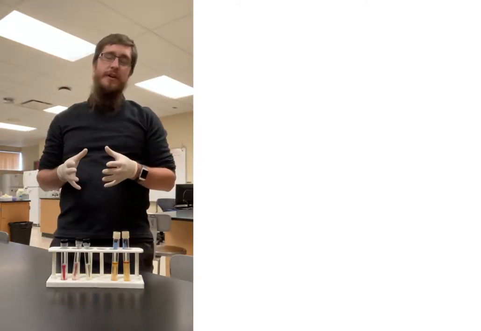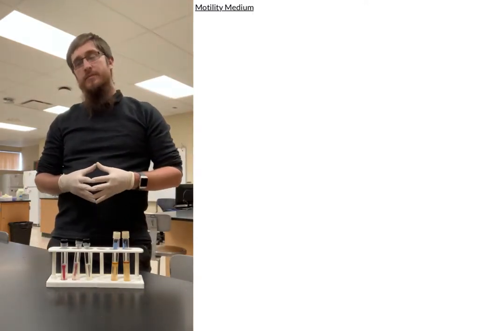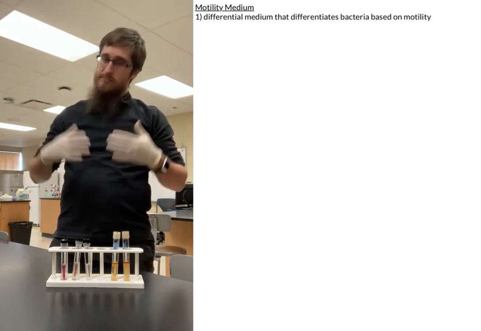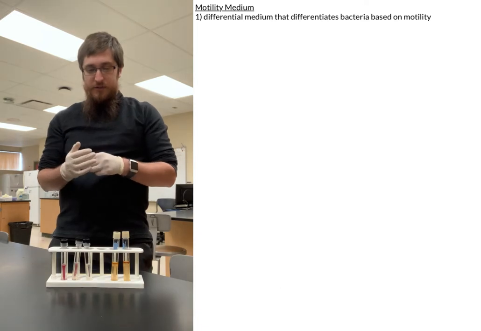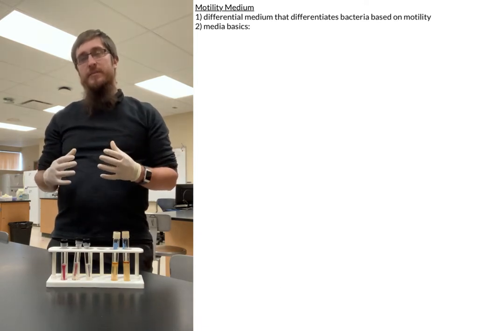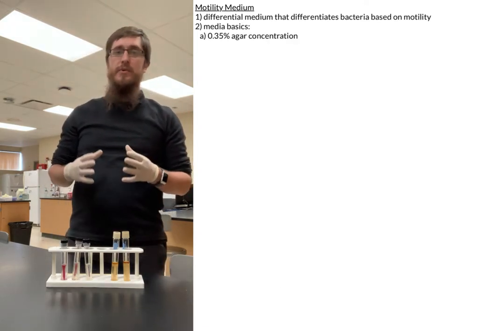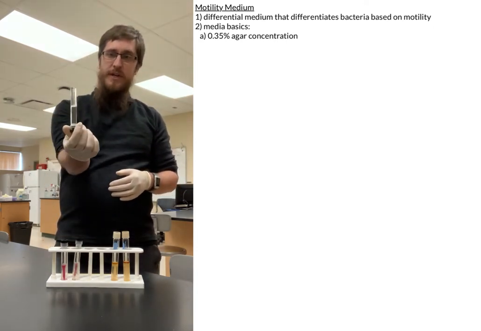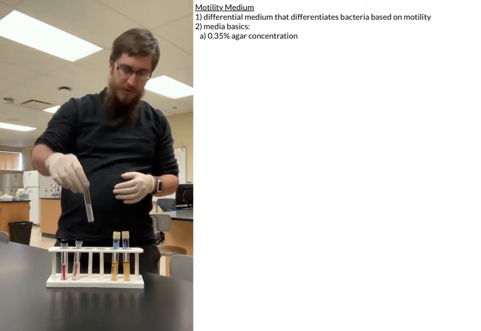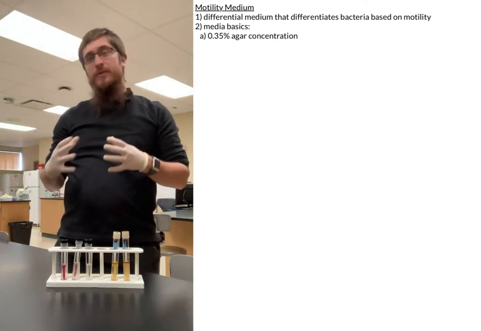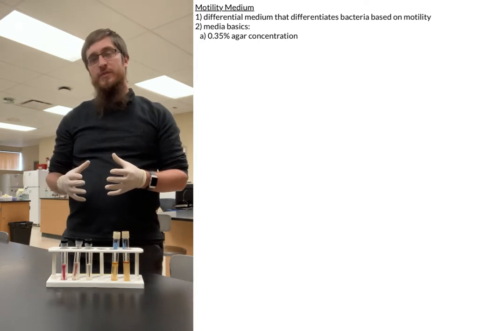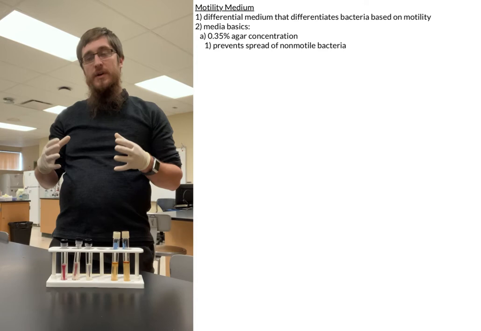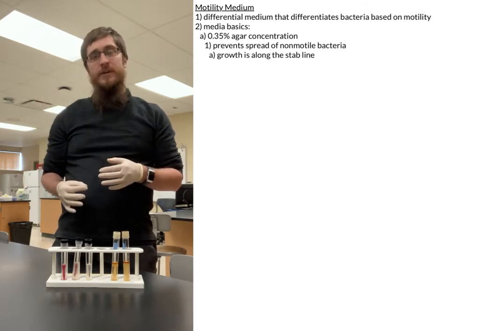Today, we're going to be talking about our motility medium, which is a differential medium used to differentiate bacteria based on, well, motility. So the basic way that our medium is set up is that it has a 0.35% agar concentration. It makes it a nice semi-solid medium, kind of like you can see, it doesn't fall down when I tip it over. And that 0.35% agar concentration will prevent the spread of non-motile bacteria throughout the tube, so you only see growth along the stab line.